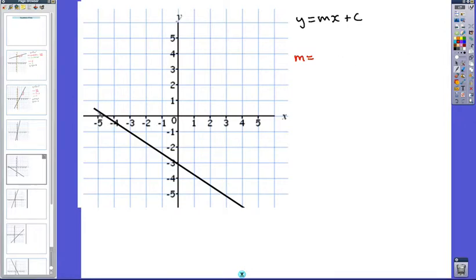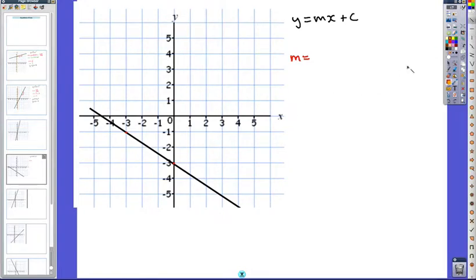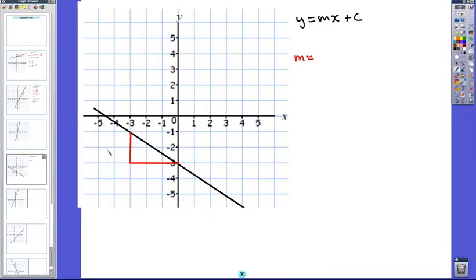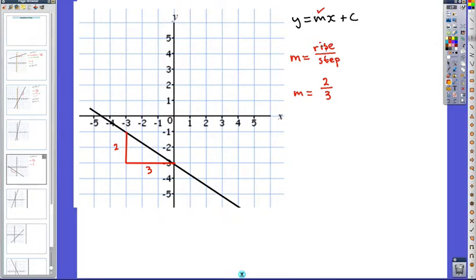So pick two good points. Well, that's not a good point, not a good point. Here's a good point. Keep going across the line, and here's another good point. So our gradient triangle is going to look like this, where the rise is 2 and the step is 3. So gradient is rise over step. Every time you do it, write it down, rise over step. And so our gradient, the rise is 2 and the step is 3. And 2 over 3, we can't do 2 divided by 3, so we can leave it as a fraction. And we're done. We've worked out the gradient. Now for the y-intercept, again, look at the y-axis.